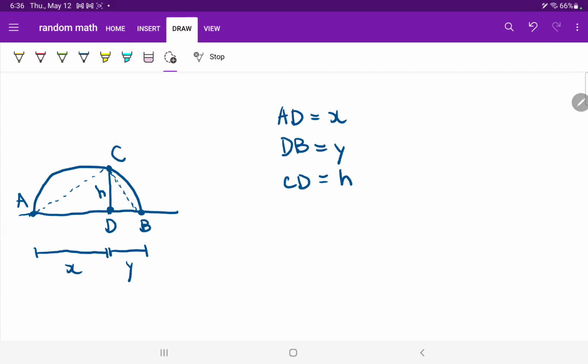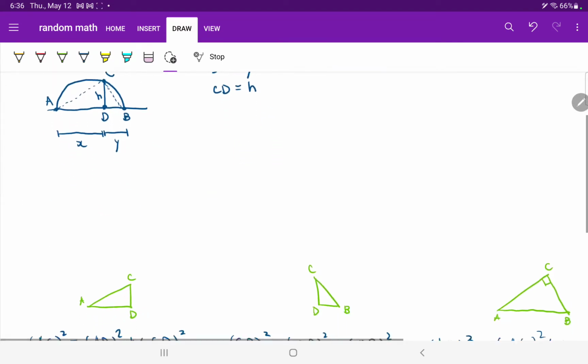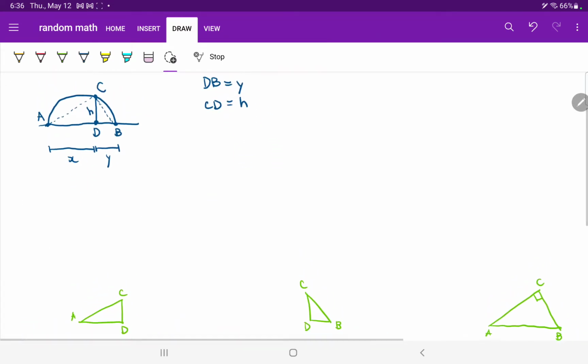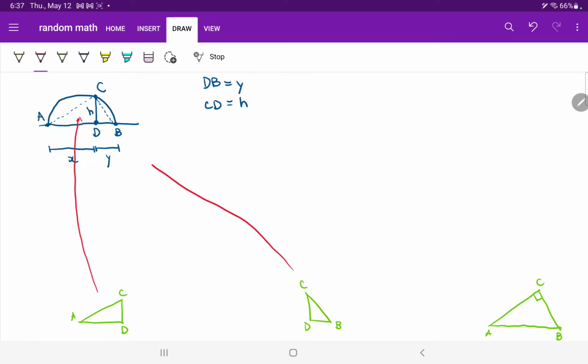How can we express h in terms of x and y? Well, one approach is that we can look at this diagram and see that it's made out of 3 right triangles. I have drawn that for you down here. If you look at this, this right triangle corresponds to this, and then this right triangle corresponds to this one, and finally this right triangle corresponds to this as a whole.